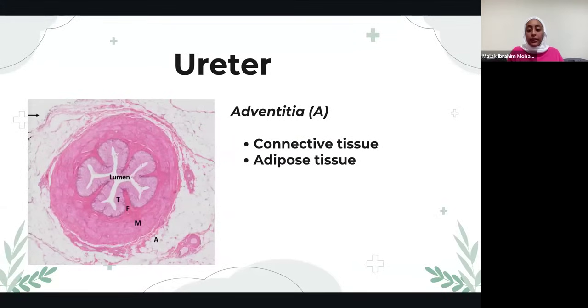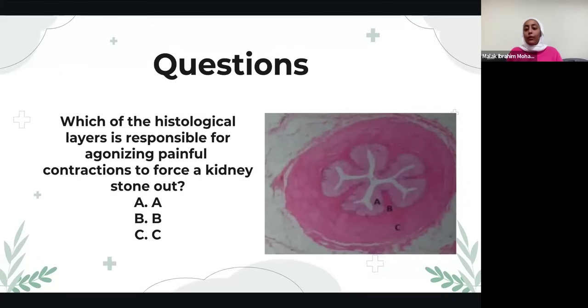Lastly, it's the adventitia, which is basically just connective tissue and fat. Okay, we're basically done with the ureter. It's just a simple structure, but you can guarantee a lot of questions from it, like the renal colic one, the constrictions, and the histology part. And this is one of the histology questions.